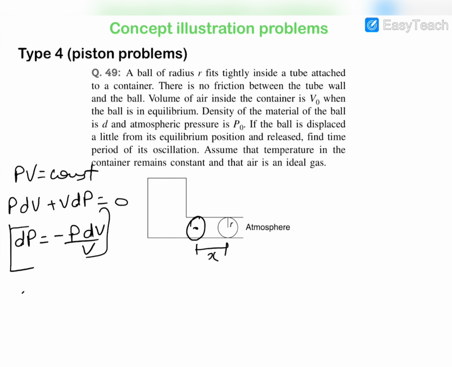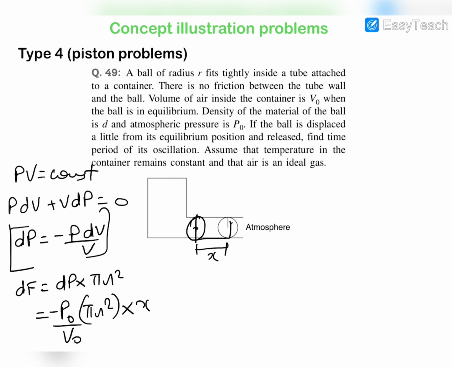So the pushing force dF will be equal to dP into the area. Area is pi r square. The area of this tube is pi r square. So dF will be equal to dP into pi r square, and dP is minus P. P is P0 initially, and V is V0, and dV is the change in volume. So change in volume will be equal to pi r square into displacement. You can imagine that the change in volume will be the volume of this cylinder.